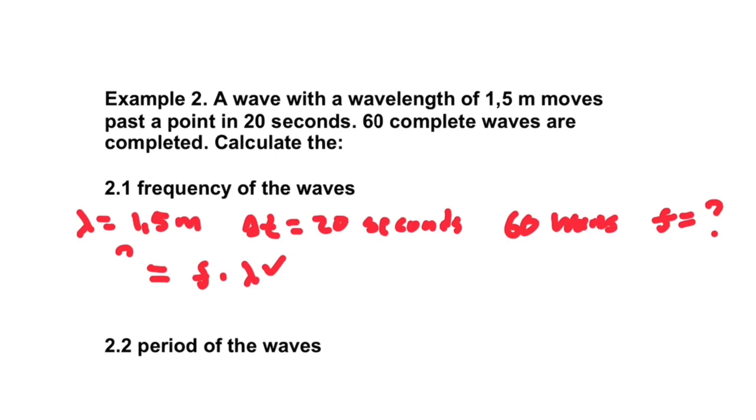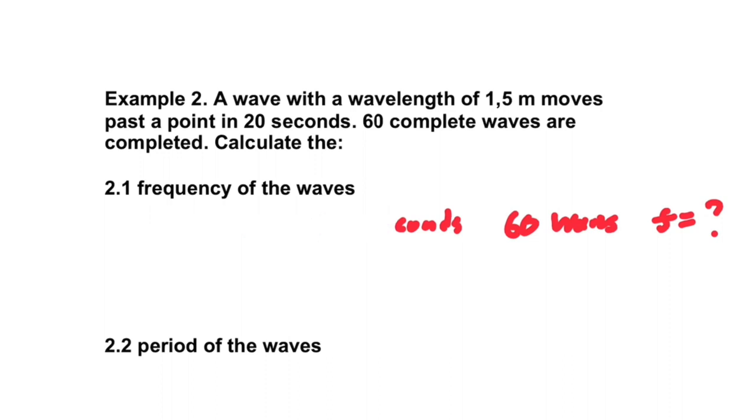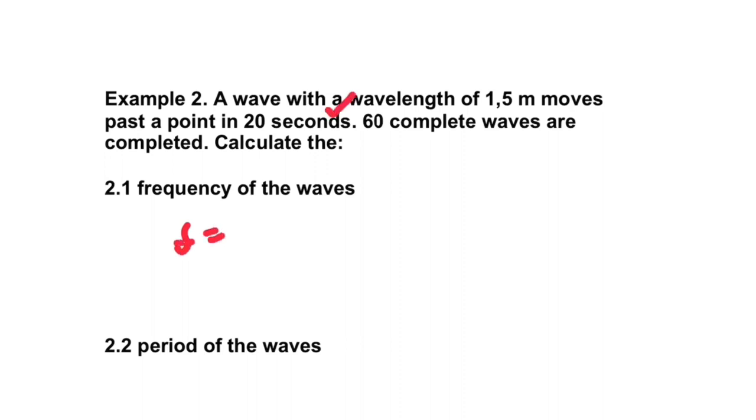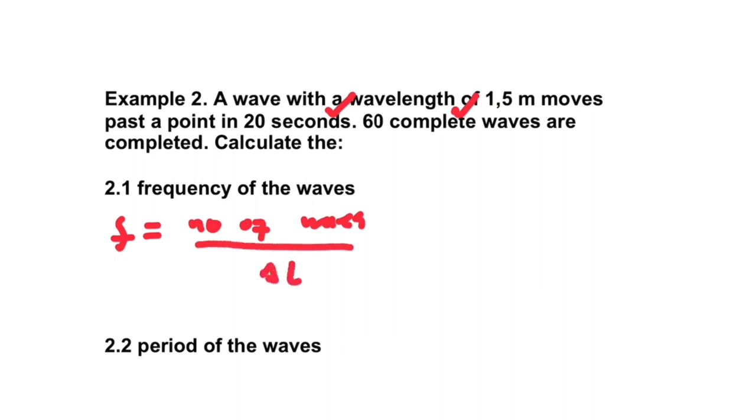How did we define frequency? We defined the frequency as the number of complete wavelengths passing a point in 1 second. So in our equation, rather, we are told that in 20 seconds, we have 60 complete waves. We can say that the frequency is equal to the number of waves divided by the time taken.